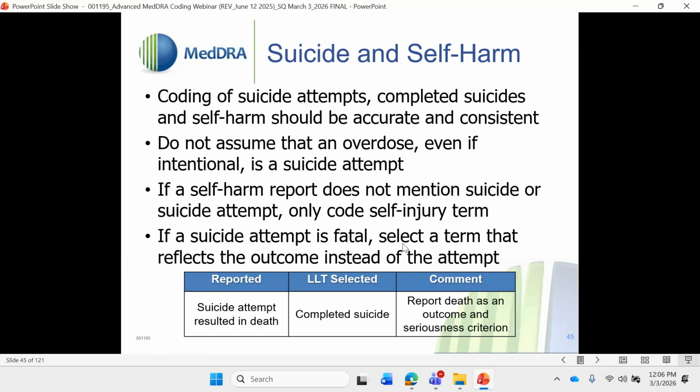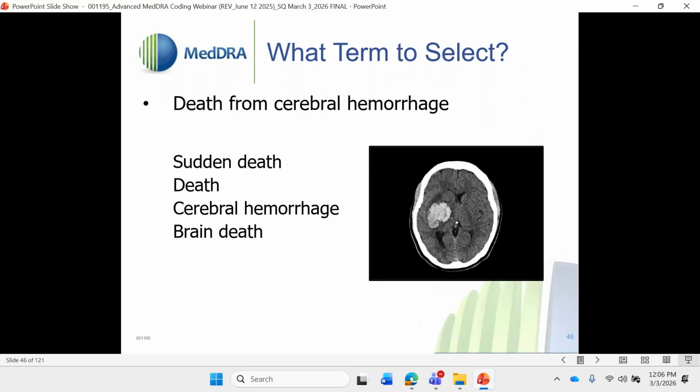Select a term that reflects the outcome instead of the attempt. So here, for example, suicide attempt resulted in death. You wouldn't say suicide attempt, right? Because it tells you the attempt resulted in death, so you choose the outcome. It was a completed suicide. Read the whole verbatim, deduce from there what actually happened, and select the most appropriate code. Okay, so any questions before we go to this one?